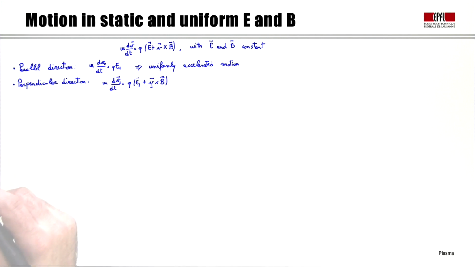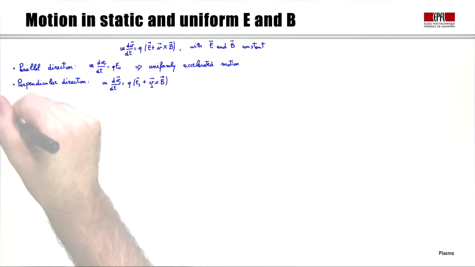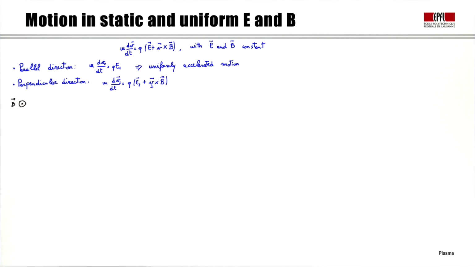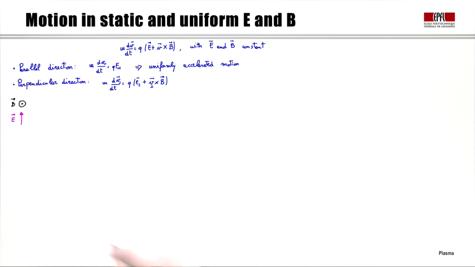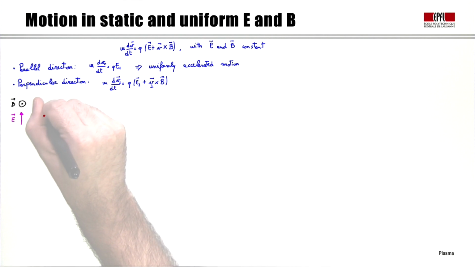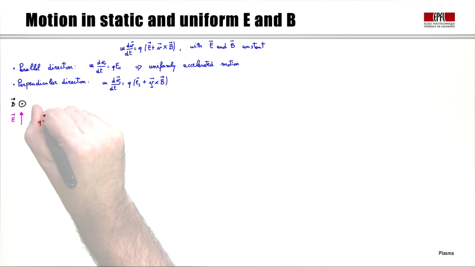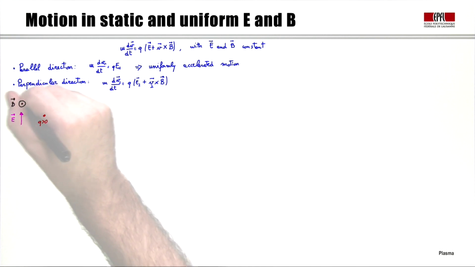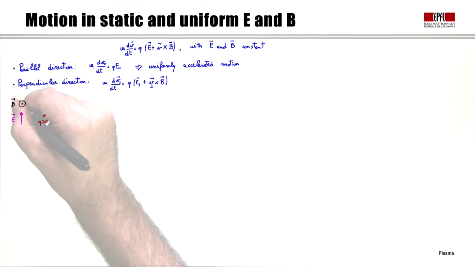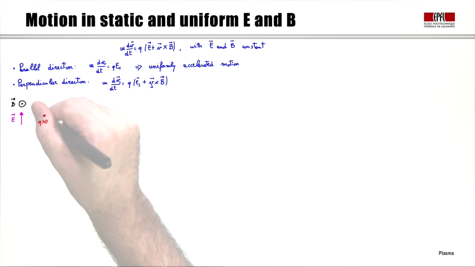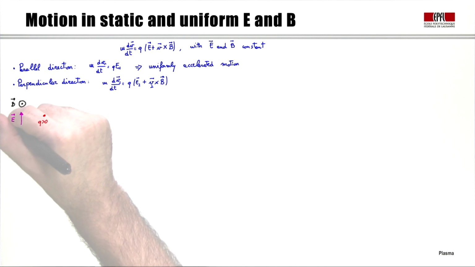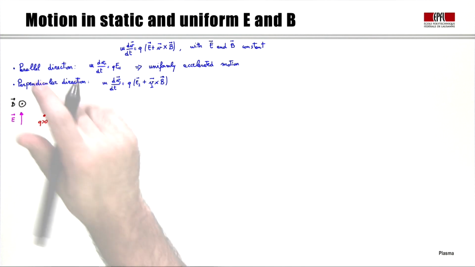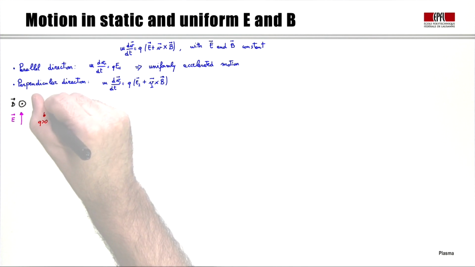Well, let's start to consider a simple case. Let's imagine that we have a magnetic field that comes out of this plane and an electric field that points upwards. So let's place a positively charged particle, Q greater than 0, and let's study the trajectory of this particle subject to these electric and magnetic fields. Okay, the particle is at rest. The first thing that it will do, it will be accelerated by the electric field upwards. Therefore, the particle will start to move upwards.